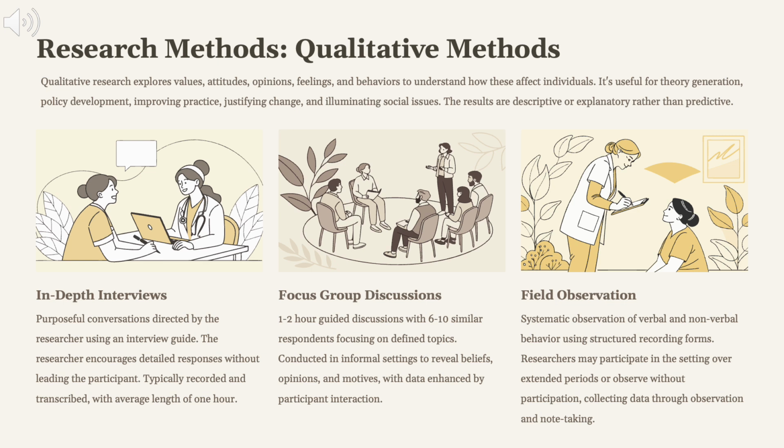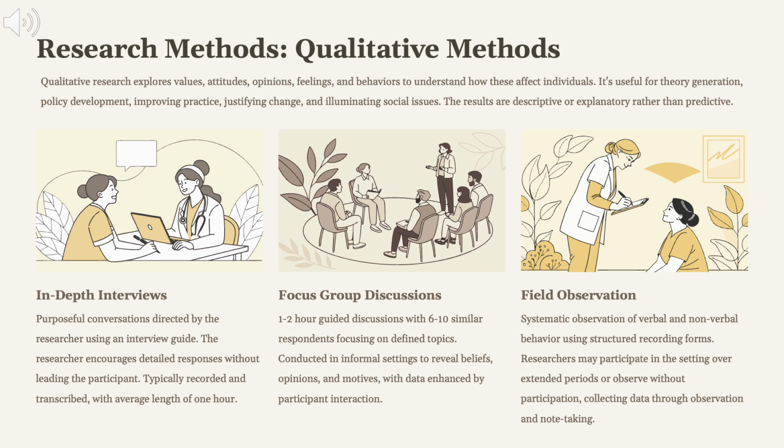Next, we have focus group discussions. These are facilitated group conversations, usually lasting 1 to 2 hours, with about 6 to 10 participants who share similar backgrounds or experiences. The discussion is guided around specific topics but is intentionally informal to allow beliefs, opinions, and motivations to surface naturally. One of the strengths of focus groups is that participant interaction can enrich the data, as people build on each other's thoughts or challenge each other's views.